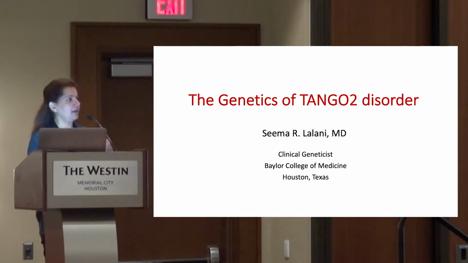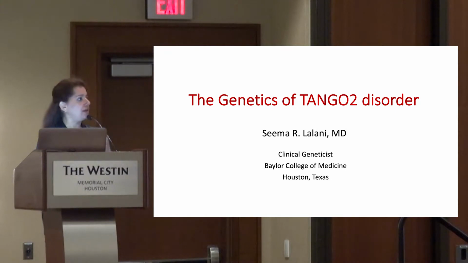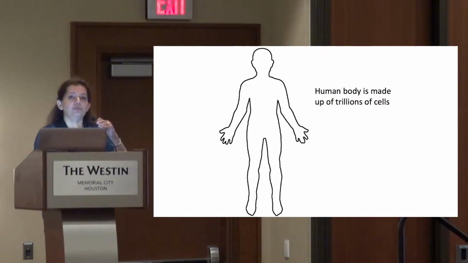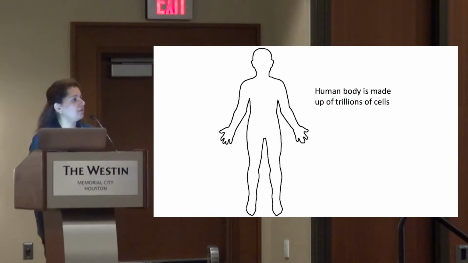So it's going to be basic, and I hope that the questions that you have in your minds are answered at the basic level, like does everybody have the TANGO2 gene? Do we have two copies? Those kinds of things. So I will try to touch upon those questions that you might have. So the human body is complex. It's made up of trillions of cells.